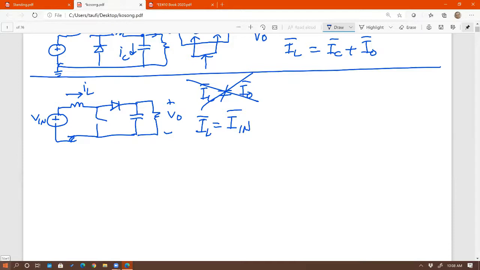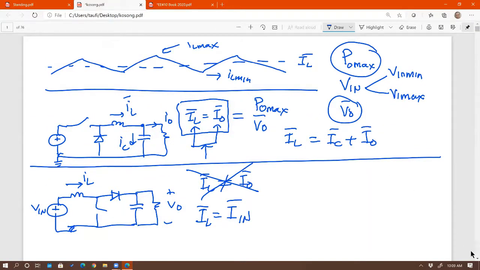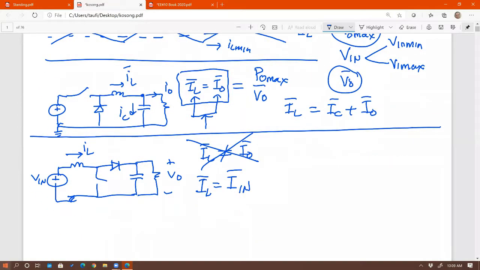So now the question is, how do you relate them? If you look at what's given, V out max, V in, and V out, I don't see any I in there. I don't see any P in there. If I know what P in is, then I in would be just P in over V in. So it would be nice if I could somehow relate this to I out, because I out is given in the design specs. Understand the problem here?